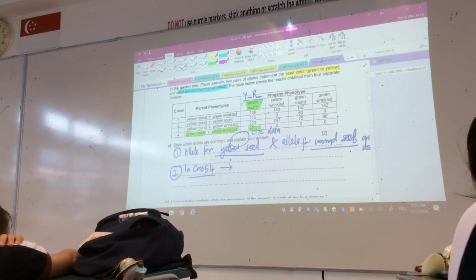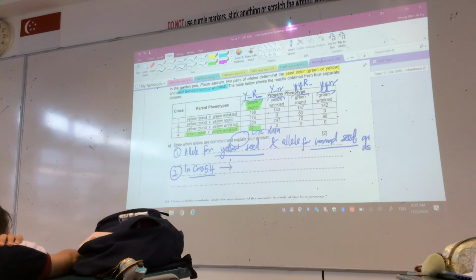And the yellow wrinkled is like this, the green round is like this, and the green wrinkled is like this. So that is your offspring phenotype and genotype. Now we have to look at the parents. So how do I get the parents? By the way, the offspring ratio for cross 1 is quite clear. What is the ratio? 1, 1, 1, 1.